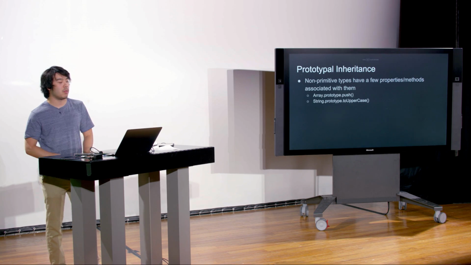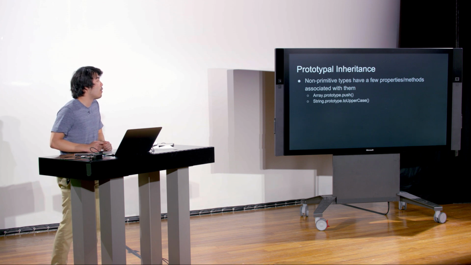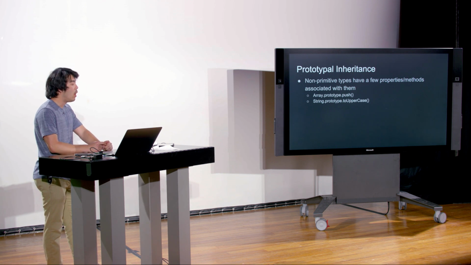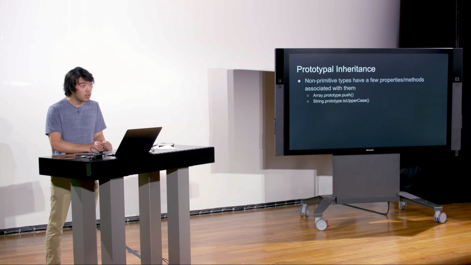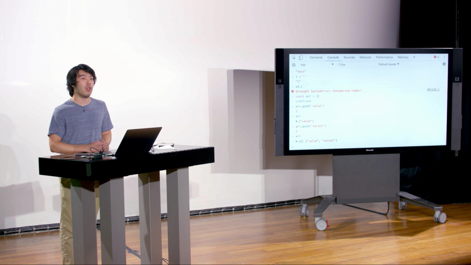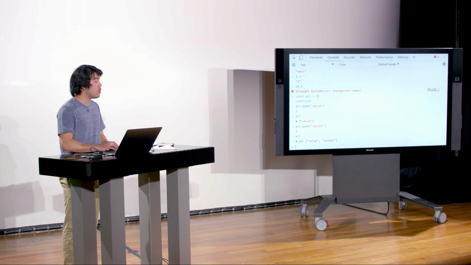Let's move on to prototype inheritance. So what exactly is prototype inheritance? Well, non-primitive types have a few properties and methods associated with them. So for array, we have this thing called array.push, which will add values to an array. So say we have an empty array. If we did array.push some value, then the array now has something in it. If we were to push another value into it, it now has two values in it. So Array.prototype.push is some method that we have available on all arrays that just adds new values to an array.